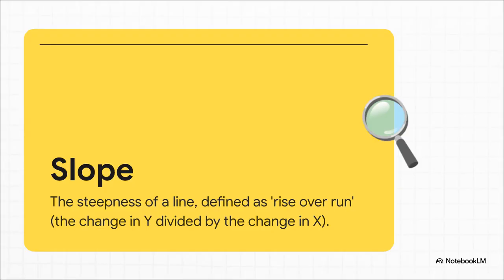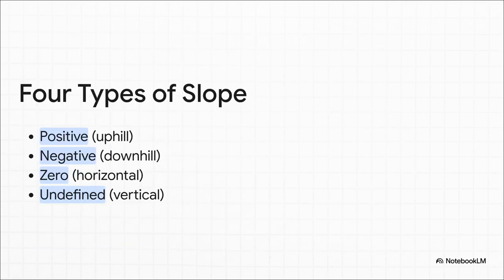So if a graph tells a story, then the slope is the plot twist. It tells us just how fast that relationship is changing. You've probably heard it called rise over run. It's just, for every step you take sideways, how many steps do you go up or down? A really steep slope means a big, dramatic change, while a shallow one is more slow and gradual. And you're really only ever going to see four types of slope.